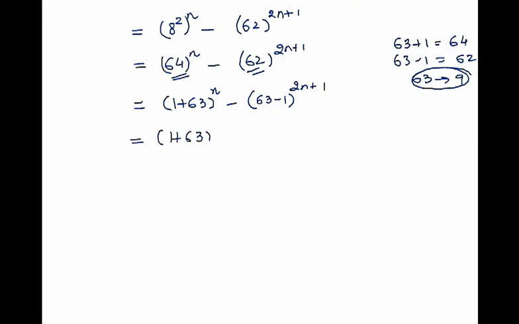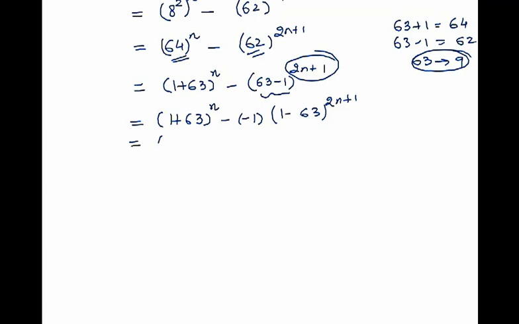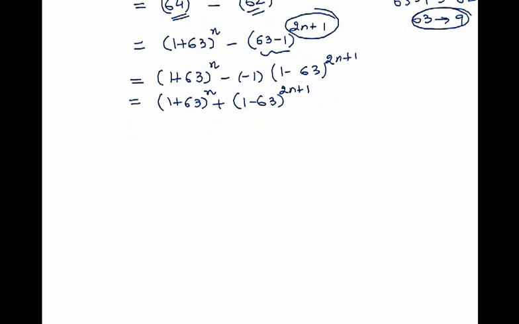That is equal to (1 plus 63)^n minus (1 minus 63)^(2n+1). Remember friends, here the power is an odd number, therefore if we take out minus common, that will be a negative sign. It won't become positive because the power is not even, it's an odd power. So we get (1 plus 63)^n plus (1 minus 63)^(2n+1). Now we will be expanding it binomially.